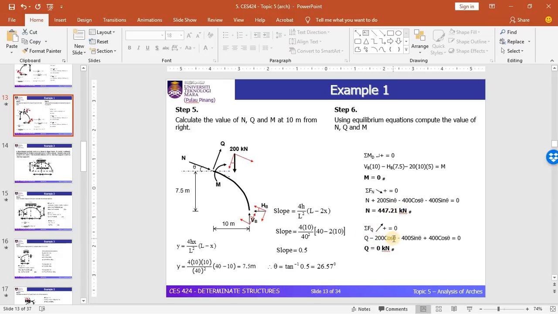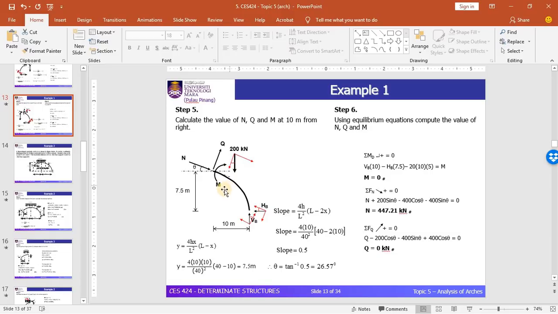And proceed with the radial shear force. This is the positive direction of radial shear force, and any direction opposite from this we consider negative. So here we have Q minus 200 cos theta, which comes from the UDL load, minus 400 sin theta, which comes from the component of the horizontal force, and 400 cos theta, which comes from the component of the vertical force. This results in a radial shear force equal to 0 kilonewton.